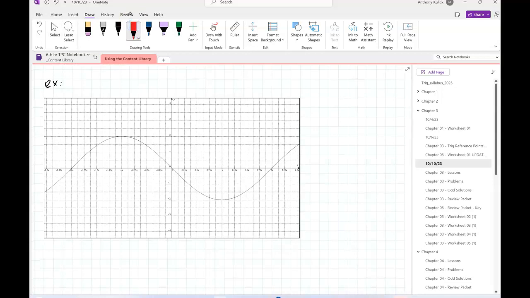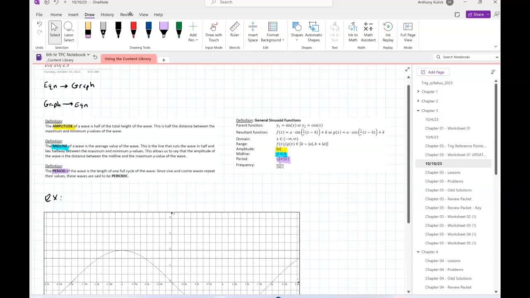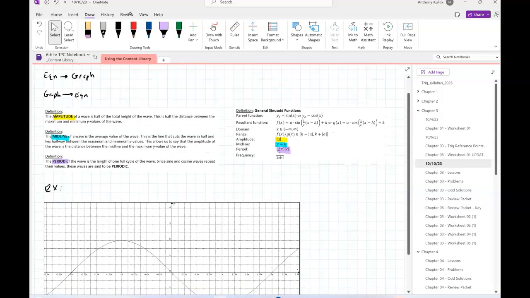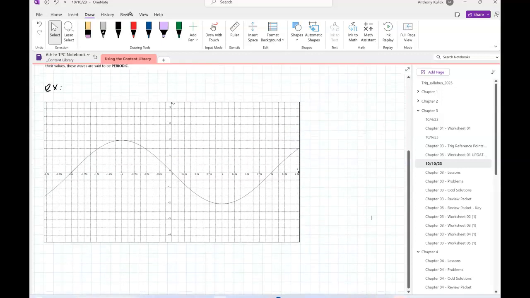So I'm going to first start by identifying my midline, my amplitude, and my period. And I'm going to use that to start figuring out values for A, C, and K. The one I always like to start with is the midline. Our definition for midline says it's the line that cuts the wave in half. It lies halfway between the maximum and minimum values. So if I look at this picture, where does it appear the midline is?